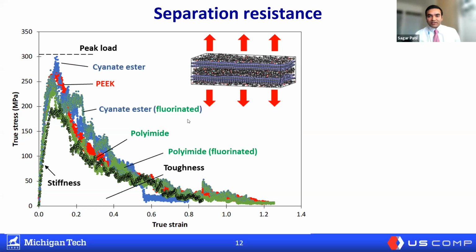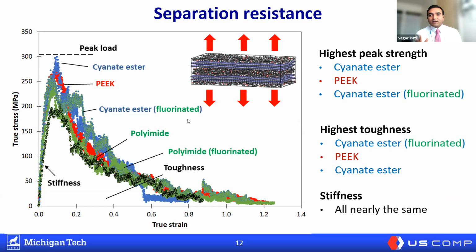Then we have separation resistance, as can be seen on the graph, where you pull the simulation box in the transverse direction. In this case, almost all the systems show a similar trend. So the main takeaway is that the highest peak strength is shown by cyanide esters.